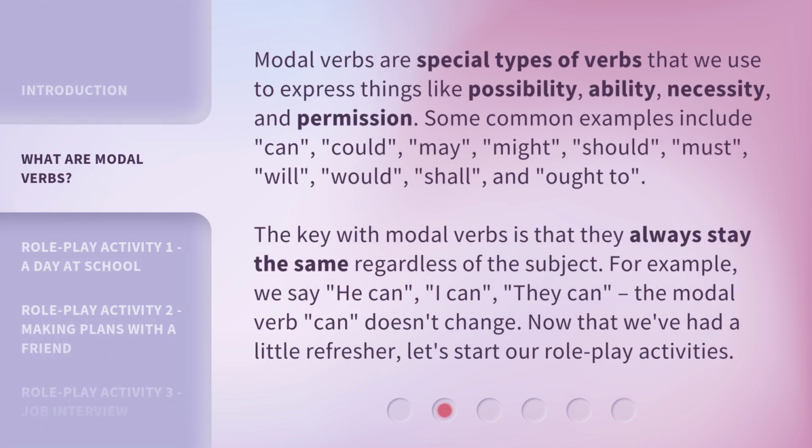Modal verbs are special types of verbs that we use to express things like possibility, ability, necessity, and permission. Some common examples include can, could, may, might, should, must, will, would, shall, and ought to.